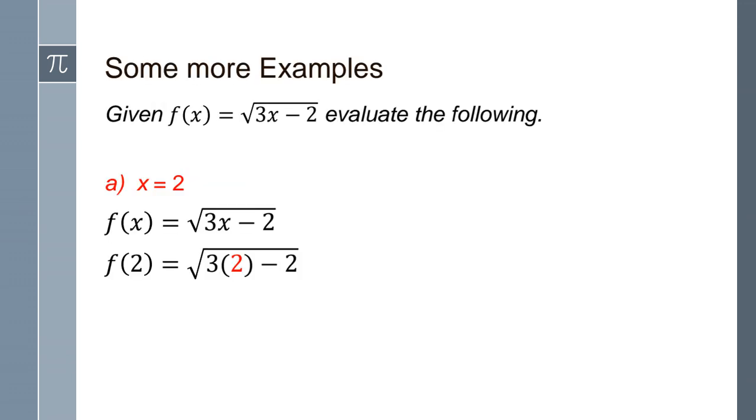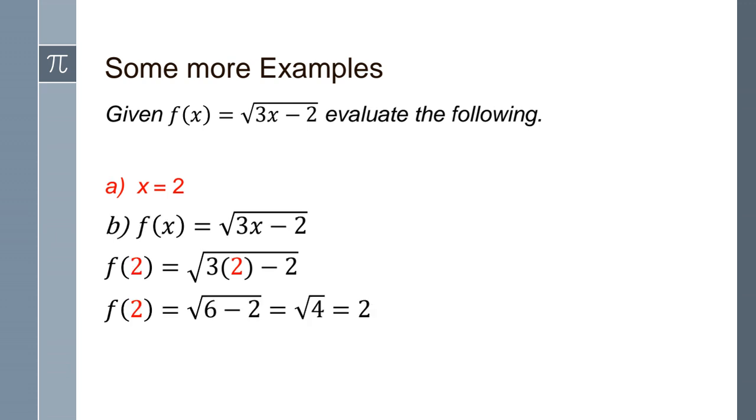So we have this function f of x is equal to the square root of 3x minus 2. There is an x there. I'm going to replace that with the number 2, and then I'm just going to go ahead and simplify. 3 times 2 is 6. 6 minus 2 is 4, and the square root of 4 is 2. Okay, so this would be my answer. The x value, the domain, would be the 2, the input. The output, the range of this value 2, is going to be also 2.